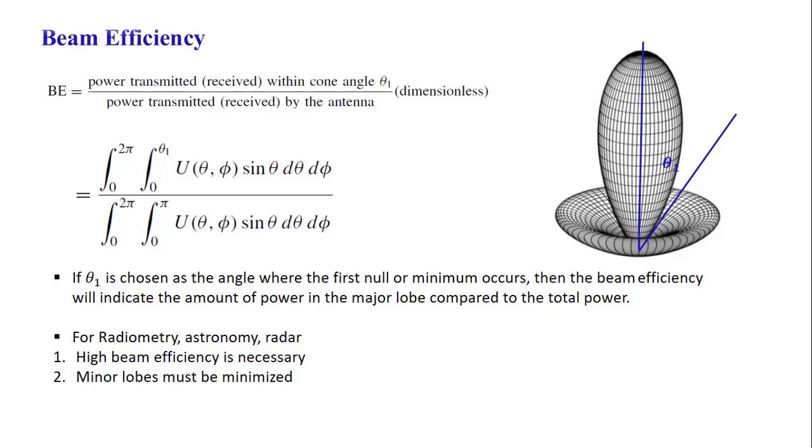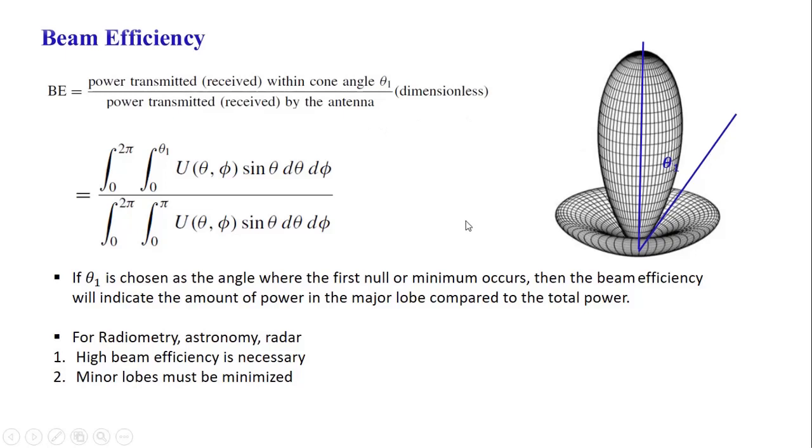So beam efficiency, it is the parameter that is usually used to judge the quality of transmitting and the receiving antenna. So now consider there is a directional antenna and it is having the maximum directivity in one direction, that is we will consider the major lobe is directed along the z axis. Then the beam efficiency is defined as the ratio of power transmitted within the cone angle theta 1 to the power transmitted by an antenna. So this beam efficiency is again the power transmitted divided by again power transmitted. So it is a dimensionless quantity.